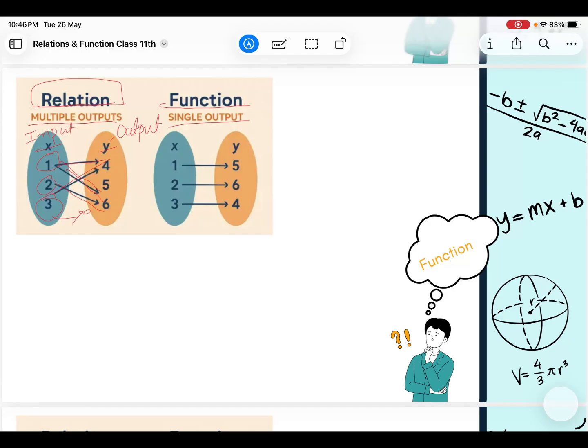Relation is everyday life, but in Mentos life, I hope you know about the Mentos life.